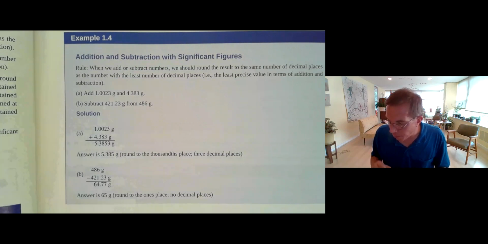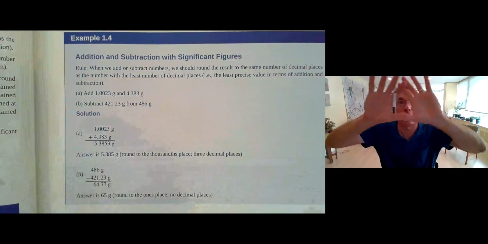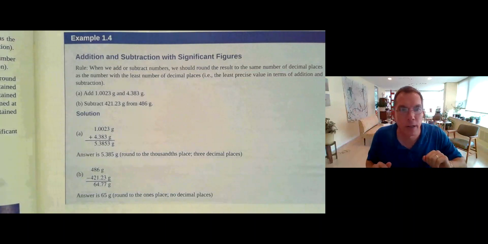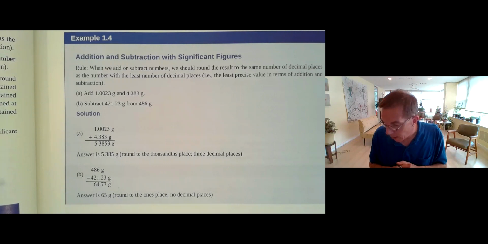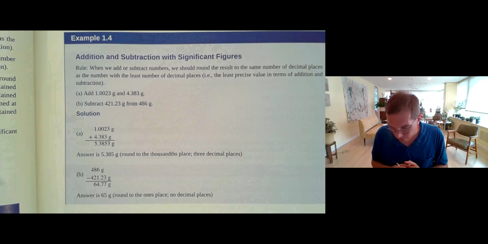So here we have a problem. Notice there's no text about this other than this problem. There's not a section that says adding and subtracting with significant figures or multiplying and dividing with significant figures. The expectation is that you are working these examples that are embedded in the text, not skipping over them, and not skipping over the pictures that are given.